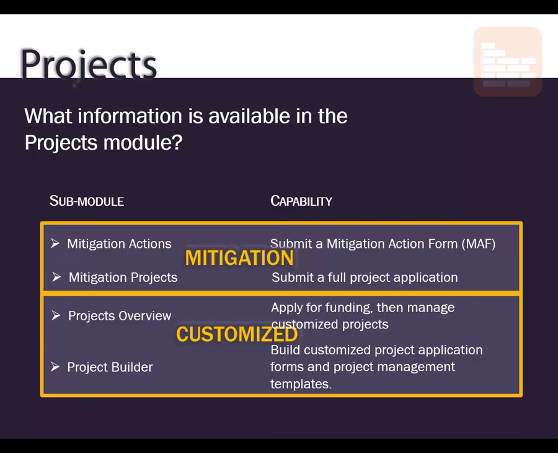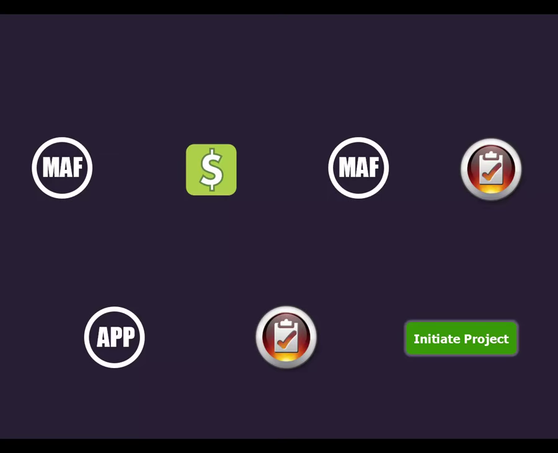Now let's take a closer look at the process by which one would apply for funds in CHAMPS. One of the major benefits of the projects module is to allow communities the ability to pre-apply for project funding before a disaster occurs. First, the applicant would submit the Mitigation Action Form, or MAF, before the disaster occurs.